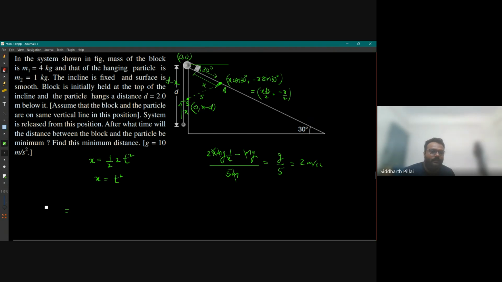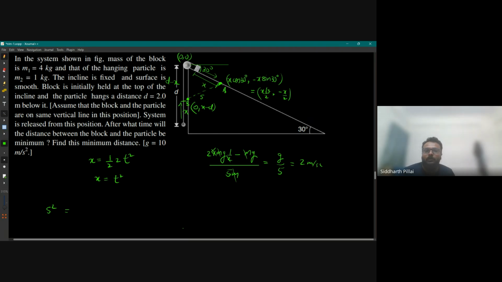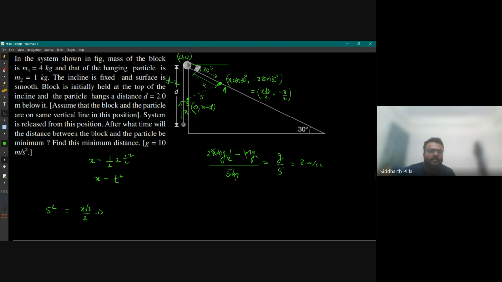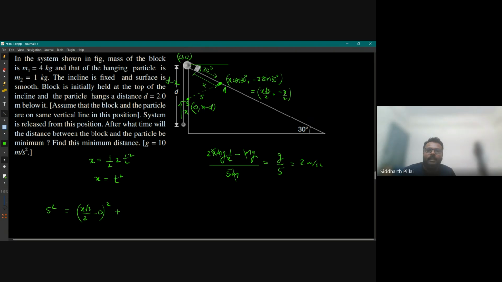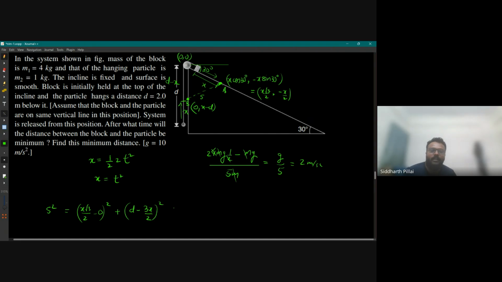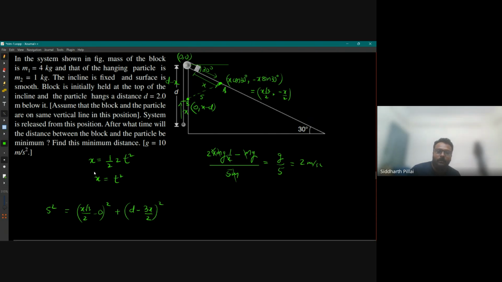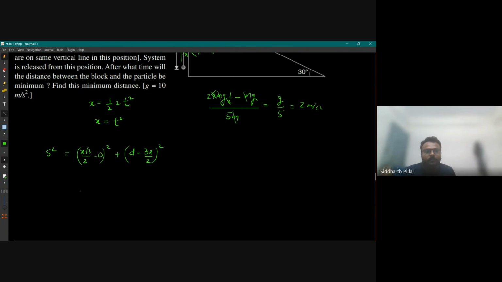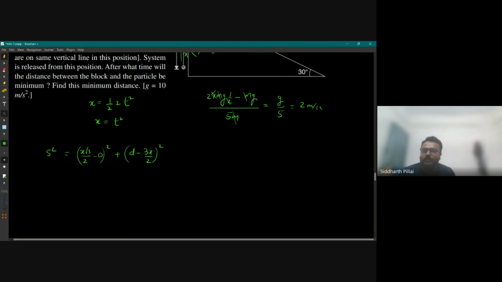we can look at directly, I can write s square is equal to, what is the difference between the coordinates? I'll get x root 3 by 2 minus 0 whole square plus minus x plus d. So I'll get d minus 3x by 2 the whole square. That would be the distance s squared, right? We need to find the minimum distance, right? And the time where the distance is minimum. So we'll differentiate it, right? Let's differentiate it with respect to x.